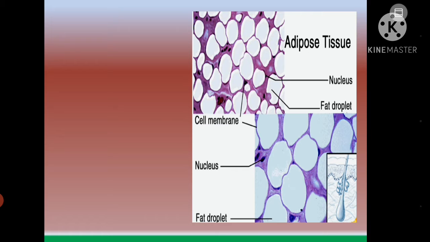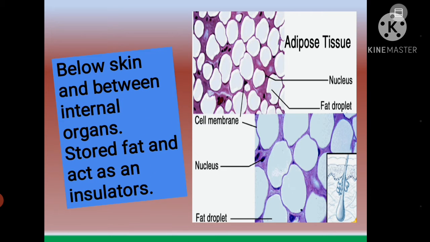Now this type of tissue we call adipose tissue. Now where do you find this type of tissue? They are found between the skin as well as internal organs. Why do you think it is required? It protects the internal organs by covering them, and it also insulates them from shock.